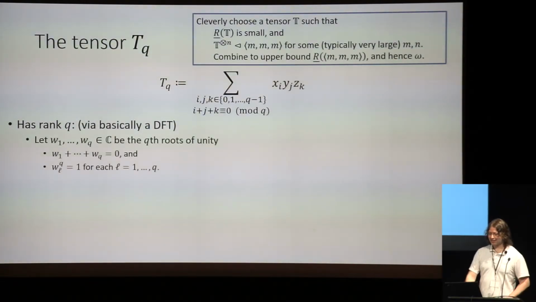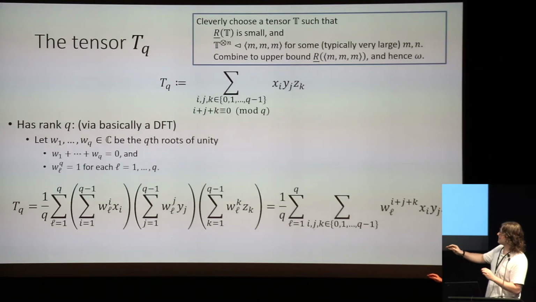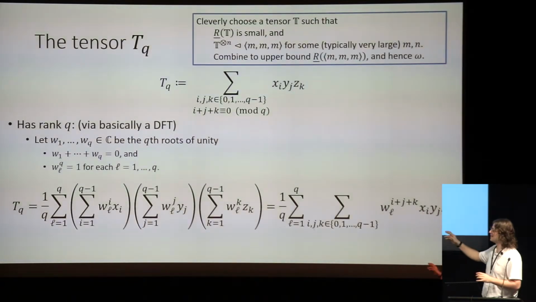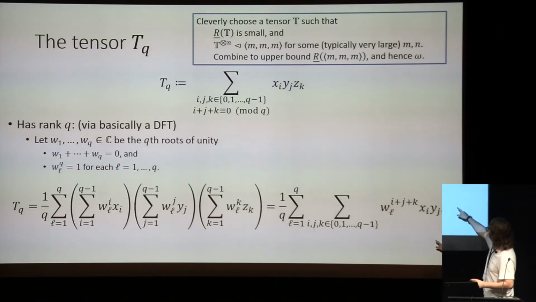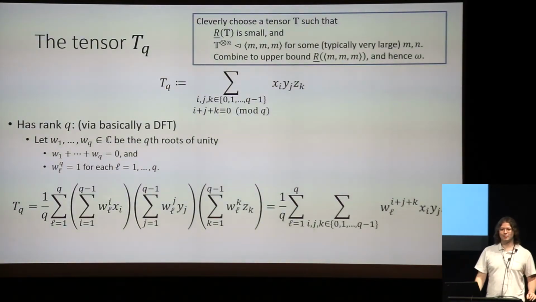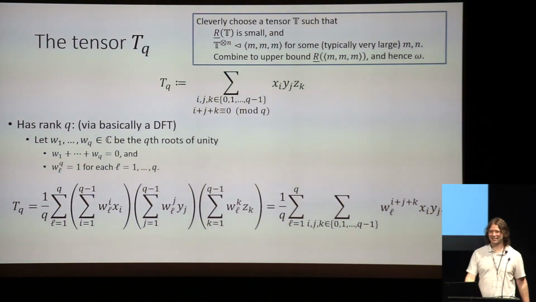So if you let W1 through WQ be the Qth roots of unity, then here T sub Q is equal to the sum over each of the Qth roots of unity, W to the I times Xi times W to the J times Yj times W to the K times Zk. And you can check when you expand this out, these terms, when I plus J plus K is not 0 mod Q, then all the different roots of unity are going to cancel each other out and the term will go away. So this is, I think, a really nice natural expression showing that the tensor actually has rank Q.